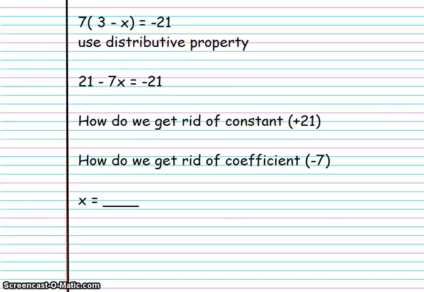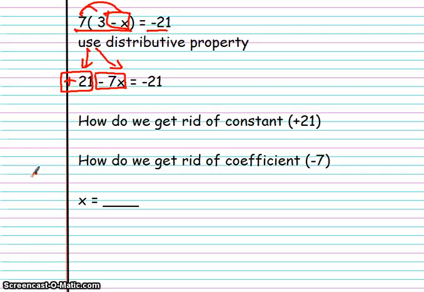So this problem is 7 times (3 minus x) equals negative 21. Again, distribute 7 times 3, get 21. 7 times minus x equals minus 7x. Once we do that, now, don't get confused by the order. We're going to treat this like a negative 7x and a positive 21. So now, even though it isn't written as negative 7x plus 21, we're going to treat them independently.